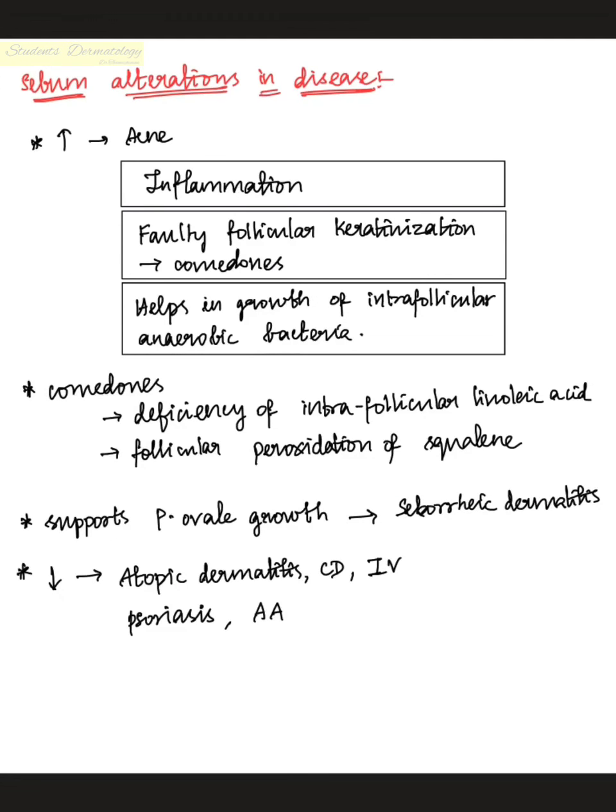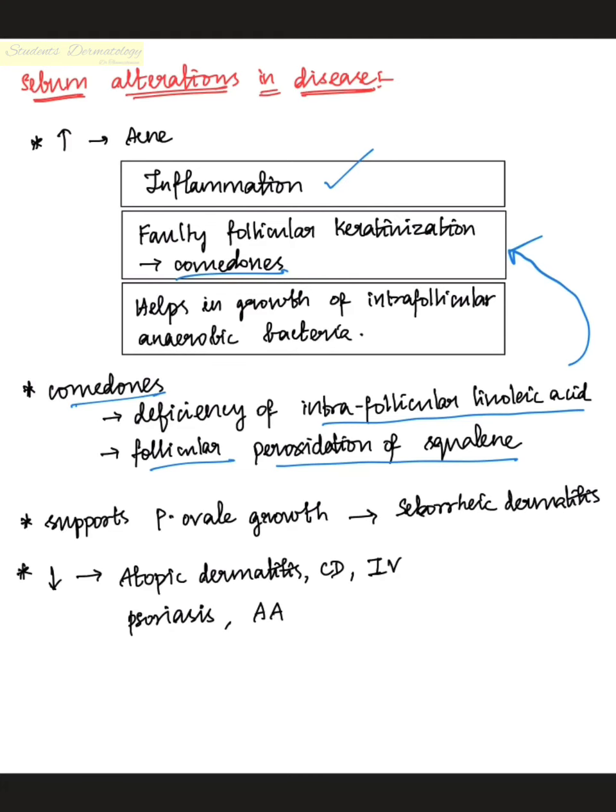So, sebum alterations in certain diseases. The sebaceous gland activity can increase or decrease in certain diseases. For example, in acne, we know there is an increase in sebaceous gland activity. So here there will be inflammation and there will be formation of comedones. These comedones are mainly found to form because of deficiency of intrafollicular linoleic acid and action of follicular peroxidation of squalene. What these two cause is faulty follicular keratinization, which leads to the formation of comedones, and also it helps in the growth of intrafollicular anaerobic bacteria.